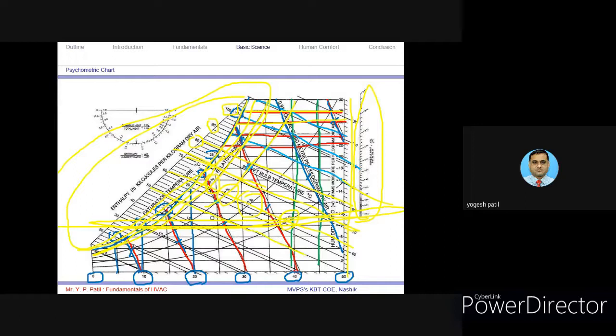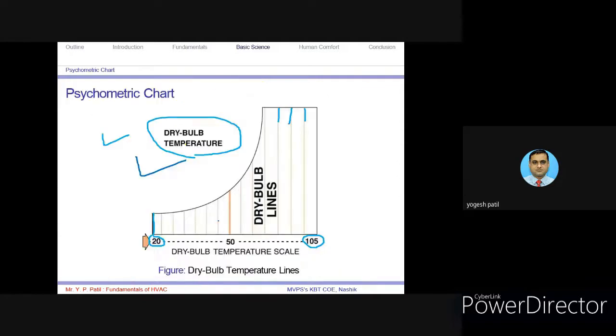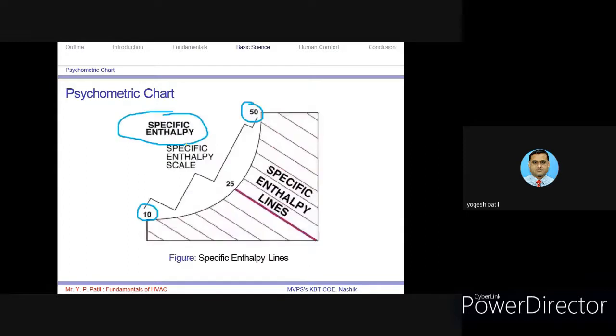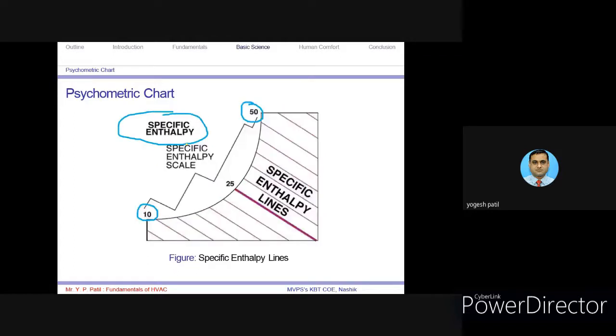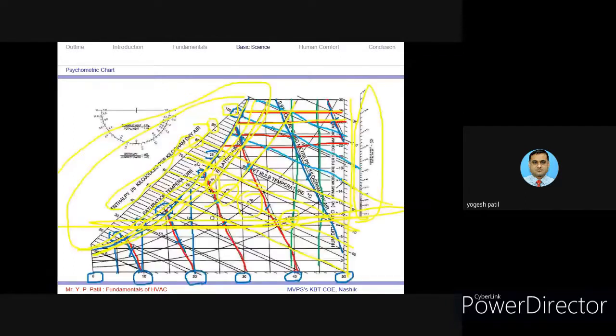So yes, these are the enthalpy lines. Their scale is mentioned here, and their unit is also mentioned here: kilojoules per kilogram dry air. Then, specific volume is also there. Specific volume lines are very few and not easily observable in this particular chart.